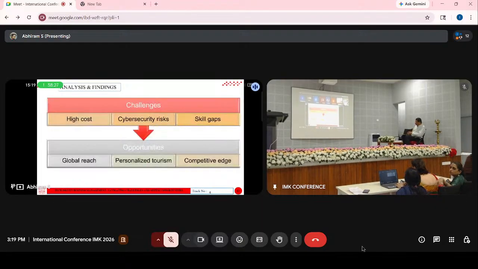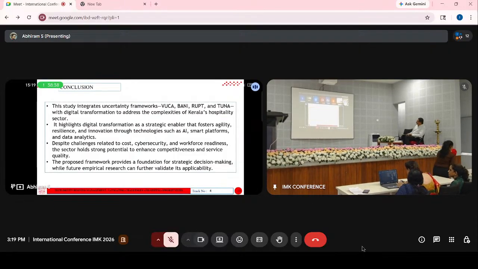So what are the challenges we face while adopting digital transformation? High cost, cyber security risk, and skill gaps. Opportunities include global reach, personalized tourism, and competitive edge.